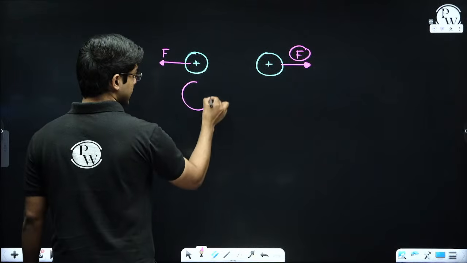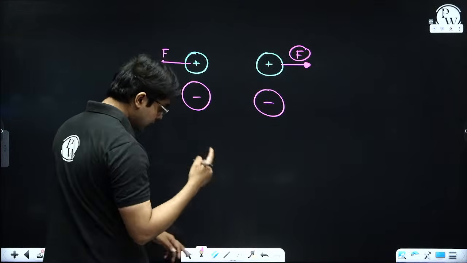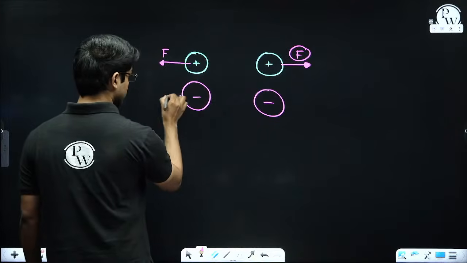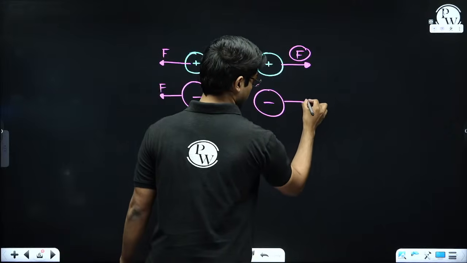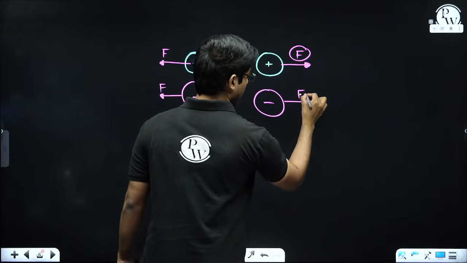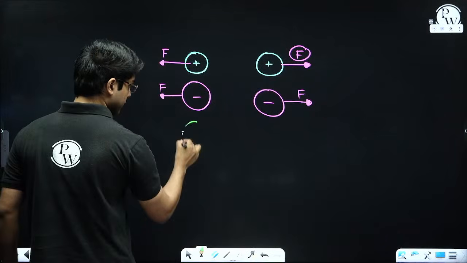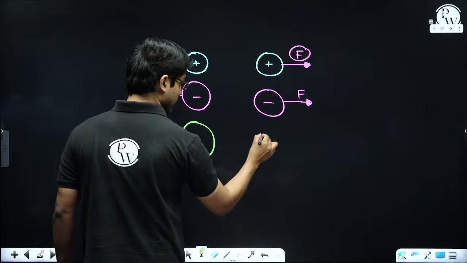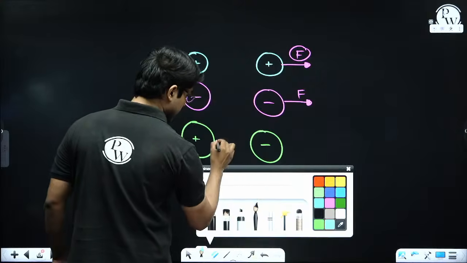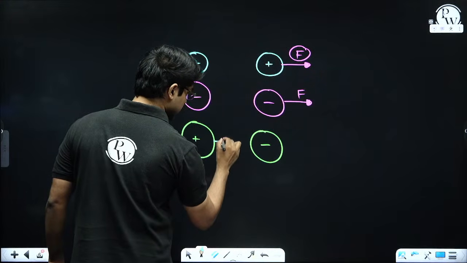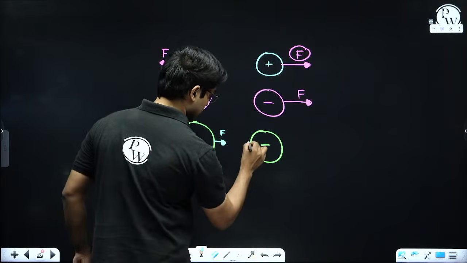It's the same story if we have two negative charges. In this situation also, they will repel each other by means of the same electrostatic force. But when we have unlike charges, which means positive and negative, these two charged particles will attract each other. This force is attractive in nature.